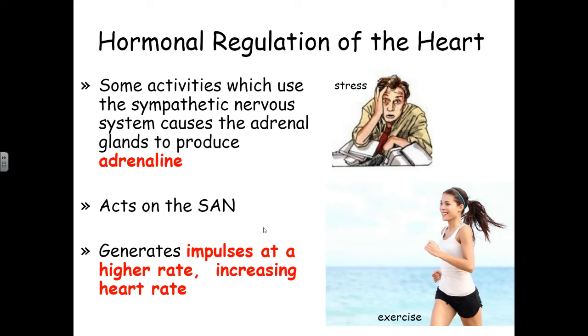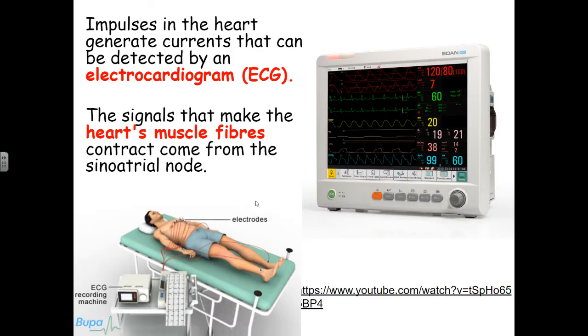This acts on the sinoatrial node and increases the generation of your noradrenaline. So adrenaline will cause more adrenaline to be produced. So that will increase your heart rate when you get adrenal function. So we can actually look at the impulses and the currents generated in the heart using something called an electrocardiogram, or ECG.